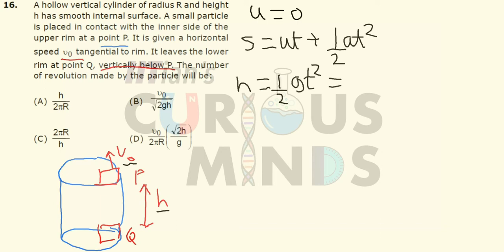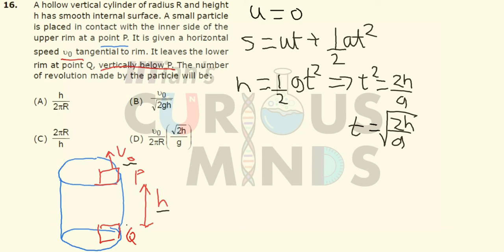So basically t square will come out to be 2h divided by g, or t will be equal to root 2h divided by g. This is the time taken for the particle to go from point P to point Q. In the horizontal, the horizontal velocity remains same, which is equal to v naught.